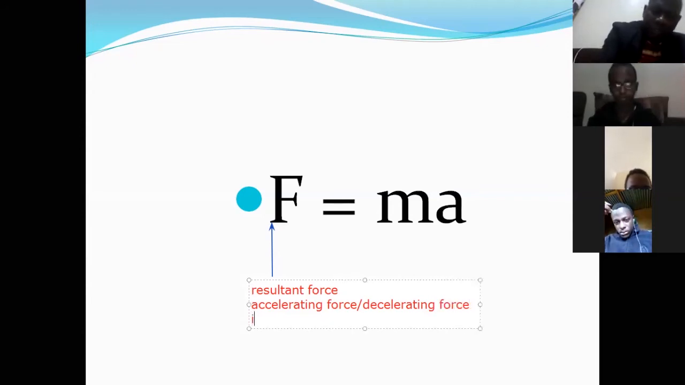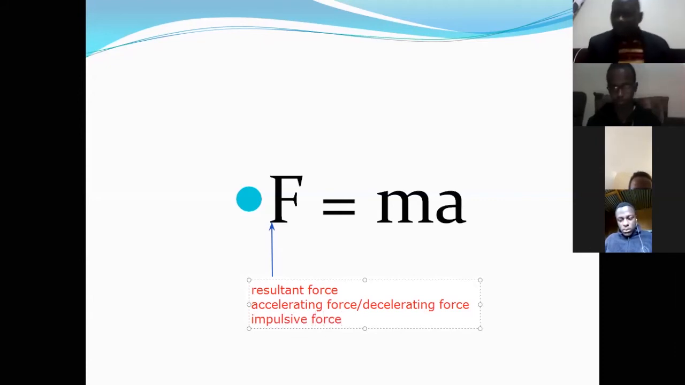It can also be known as impulsive force. So whenever they ask you to find the resultant force, find the accelerating force or decelerating force, or find the impulsive force, we use the same formula.